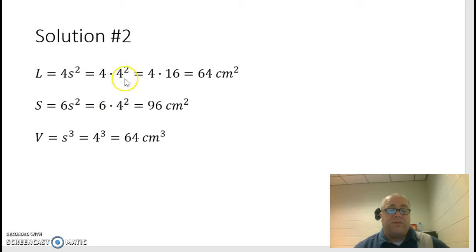So the lateral surface area is just 4 times the length of one side squared. That's 4 times 4 squared, which is equal to 64 centimeters squared. The total surface area is just going to be 6 of those squares. So that's 6 times 4 squared, which comes out to 96 centimeters squared. And the volume is equal to one of the lengths of the sides cubed. So that's 4 cubed, which comes out to 64 centimeters cubed.